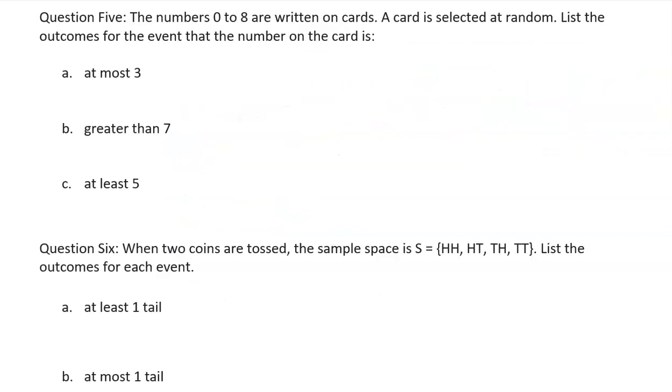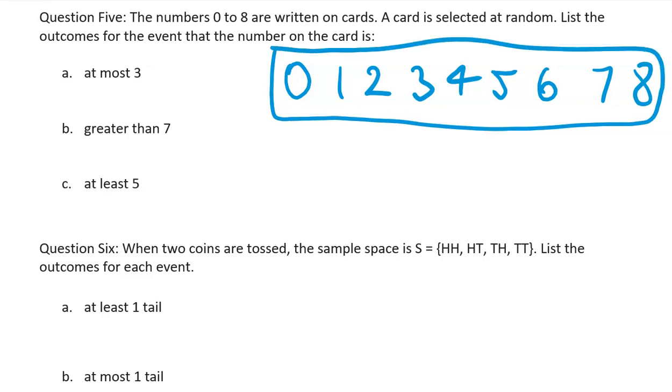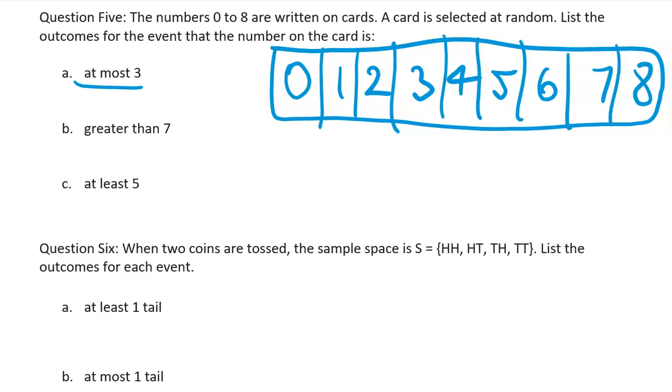The numbers 0 through to 8 are written on cards. So we've got 0, 1, 2, 3, 4, 5, 6, 7, and 8, and they're all written on cards. All right, I'm going to choose a card at random, list the outcomes for the event that the number on the card is at most a 3. So at most a 3 means I can choose any number up to 3. So we're looking at 0, 1, 2, or 3.